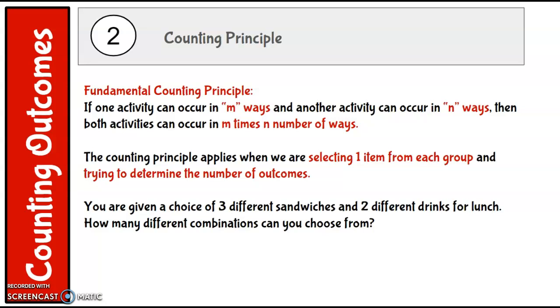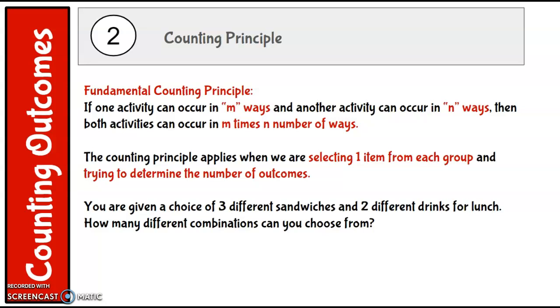The counting principle applies when we are selecting one item from each group and trying to determine the number of outcomes. So we have separate groups or separate events. We're flipping a coin, and then we're flipping another coin, and then we're flipping another coin. And we're doing separate events, or we're selecting from separate groups. That's the fundamental counting principle.